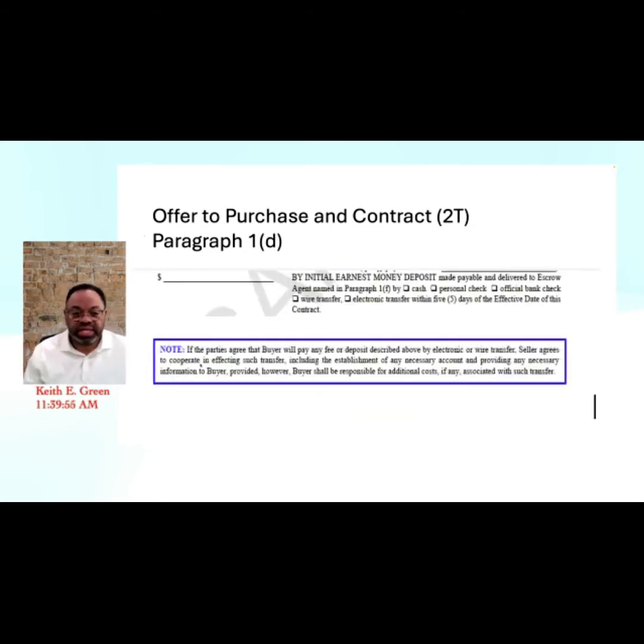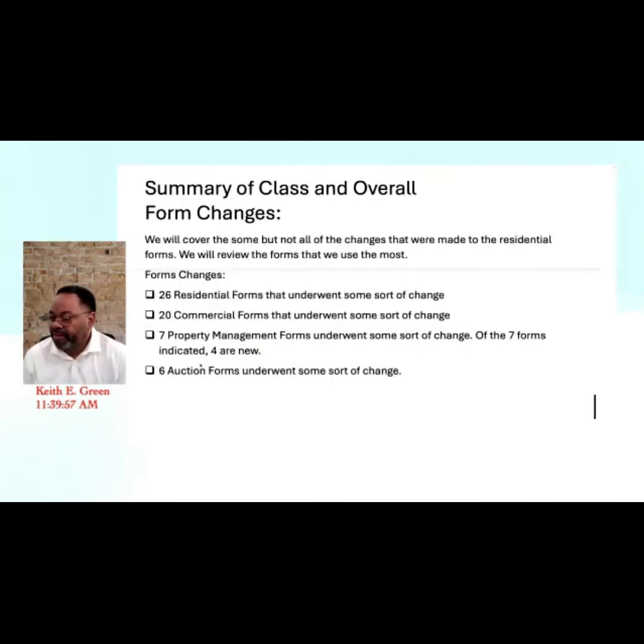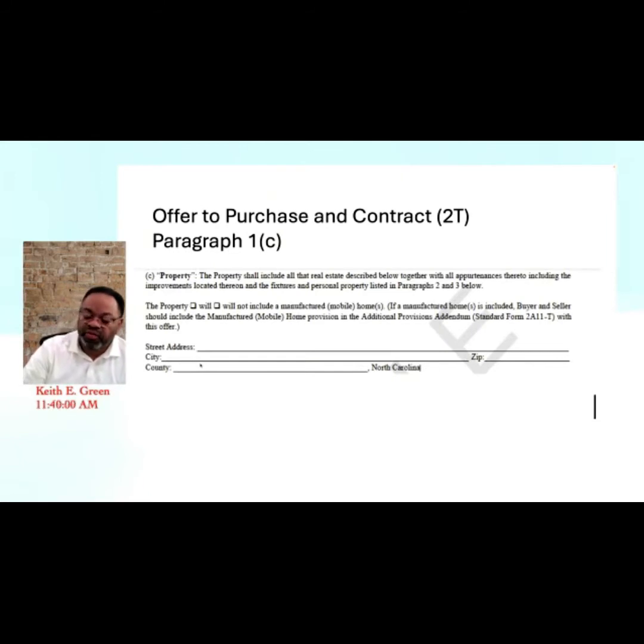All right, so let's look at some of the changes made. The first thing we're going to look at is the offer to purchase contract, paragraph 1C. What they did with this was add manufactured homes or mobile homes to paragraph 1C, just to make sure everyone knew where it is in the form so that these things can be easily identified. These check boxes were added for mobile homes.